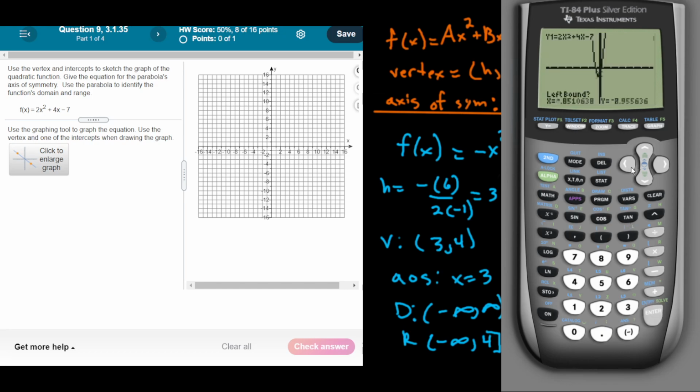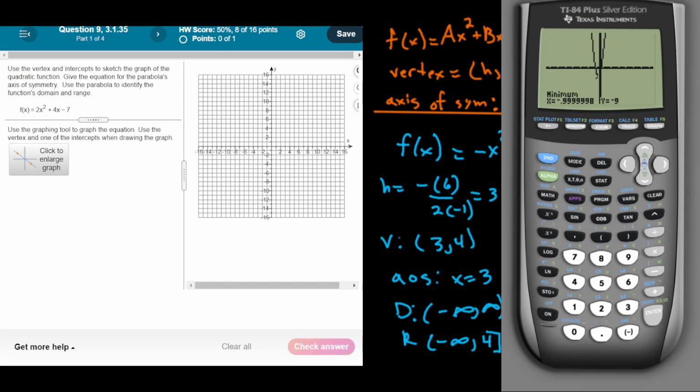So what's the left bound? The left bound, just move the arrow over here to the left, hit enter, move the arrow over here to the right, hit enter, enter one more time. And the TI-84 calculator is bae. Okay, it is bae. Don't forget that. So we have the vertex. This is negative 0.99999. That's basically negative 1. And the vertex is negative 9.